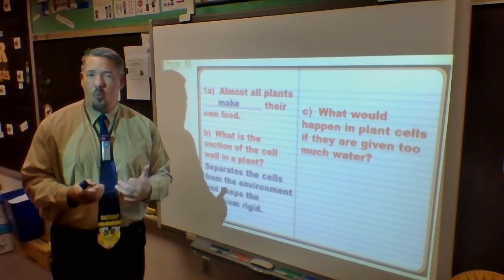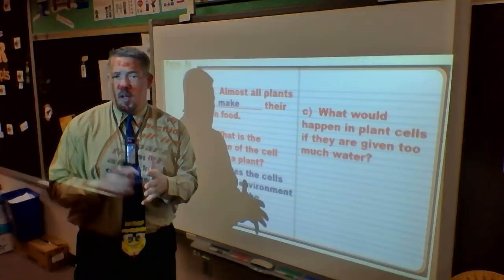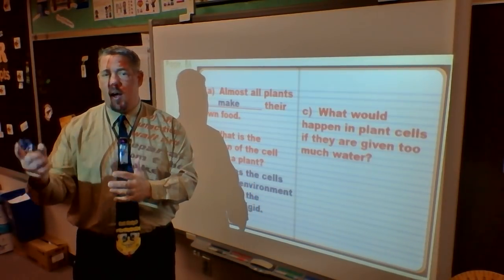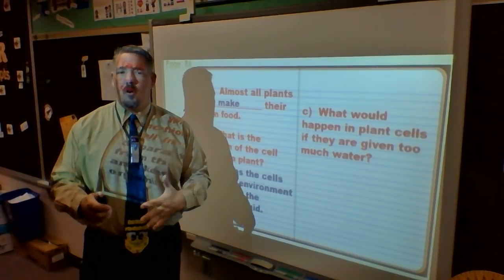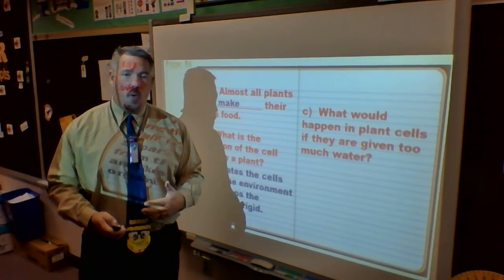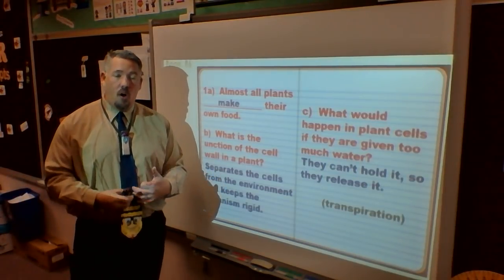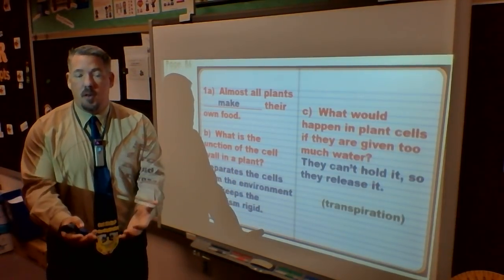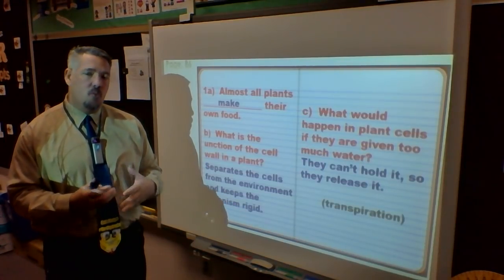And the third one, what would happen to a plant if it's given too much water? It's kind of like a water balloon. If I fill up a water balloon and it has a small hole, as I fill it up, it's going to continue to squirt water out. A cell's vacuole does the same thing. If there's too much water in it, it just pushes it out. We have this process called transpiration, which is when water and water vapor leaves a plant through the bottom of its leaves. It happens over a slow period of time, so we don't notice it.